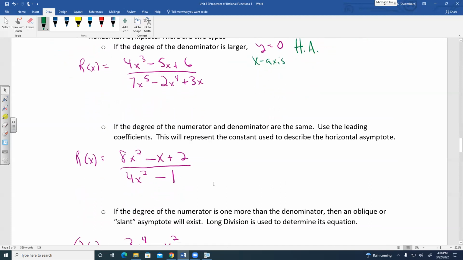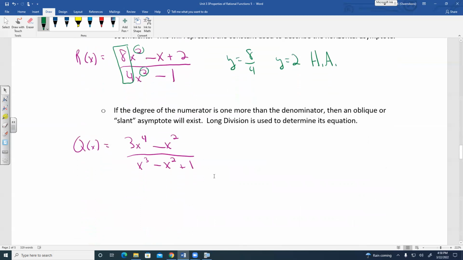The other type is if the degree of the numerator and denominator are the same, use the leading coefficients. This will represent the constant used to describe the horizontal asymptote. Notice how the degree of the top is 2 and the degree of the bottom is 2. Since they're the same, we just use the leading coefficients. So our horizontal asymptote is going to be y equals 8/4, but since that reduces, we would say y equals 2. That's going to be the horizontal line passing through 2. So I use what's called the leading coefficients. Where it gets tricky is this third example.